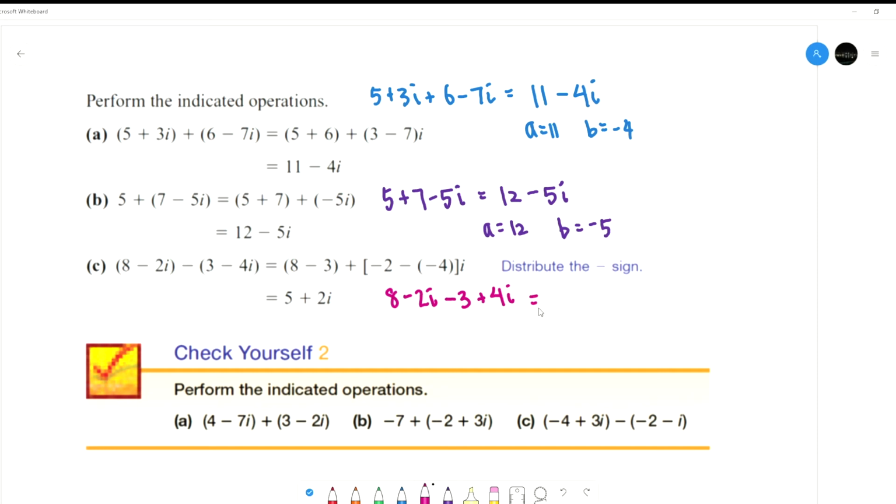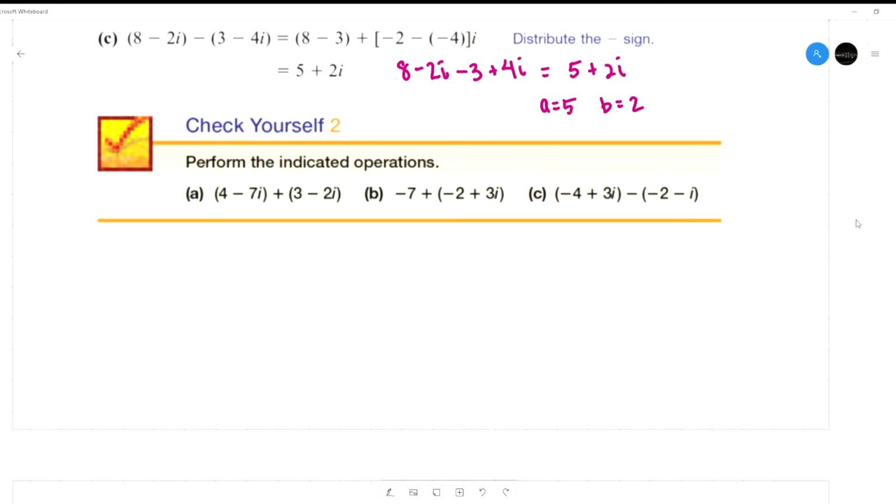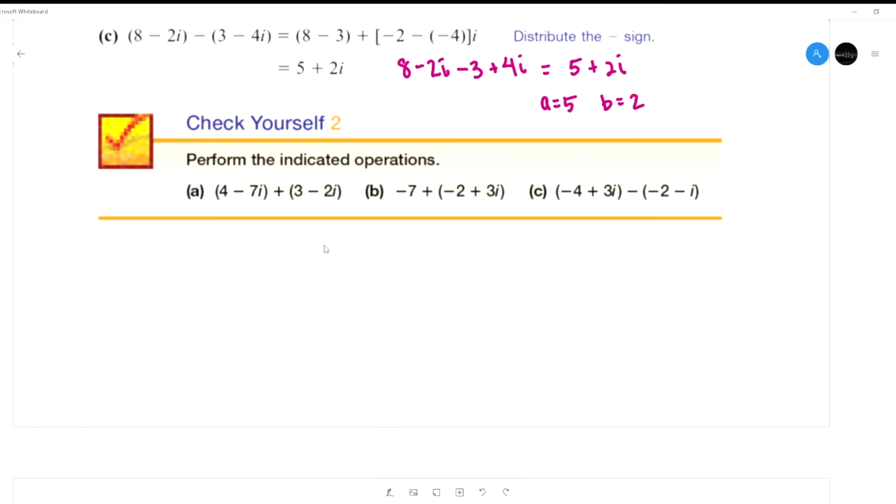All right, let's combine like terms. We have 8 minus 3 is 5. Negative 2i plus 4i would give me 2i, right? Where the real part is 5, the imaginary part is 2. Okay, I'm just writing these down so that you recognize what the real and imaginary parts are. All right, with that, I want you to try these 3 problems.